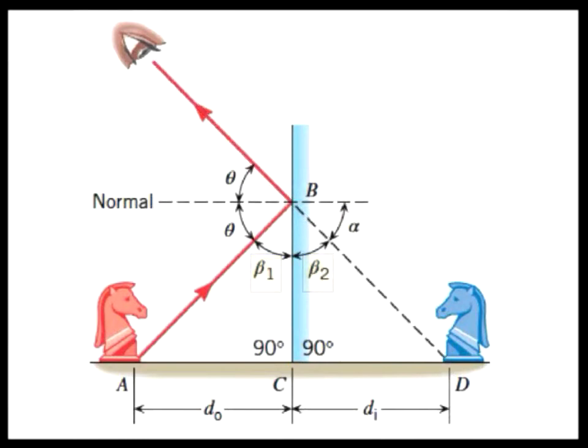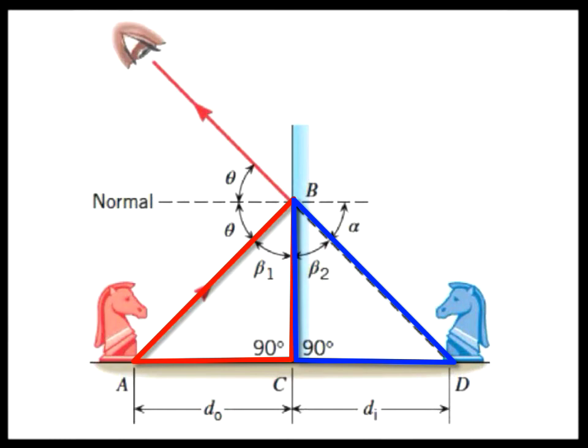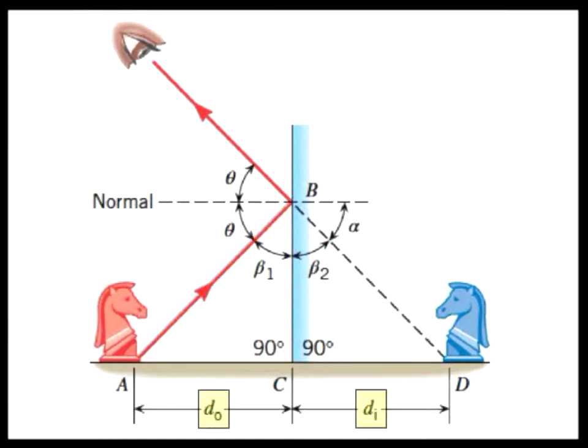As a result, triangles ABC and DBC are identical, or congruent, because they share a common side, BC, and have equal angles, beta 1 and beta 2, at the top and equal 90-degree angles at the base. Thus, the magnitude of the object distance, dO, equals the magnitude of the image distance, dI. By starting with a light ray from the top of the object rather than the bottom, we can use the same line of reasoning to show that the height of the image is equal to the height of the object.